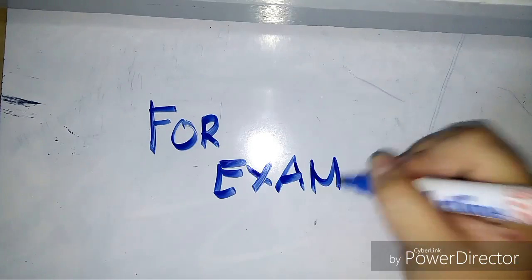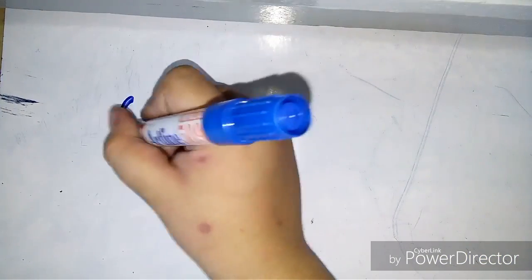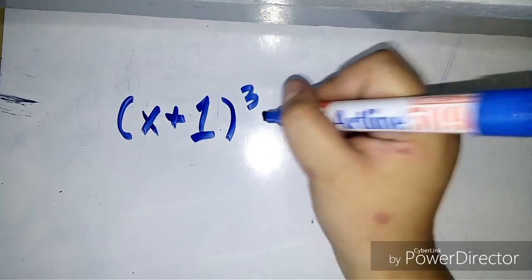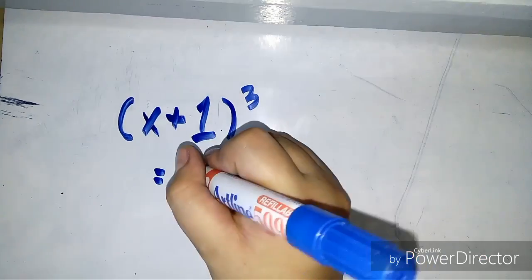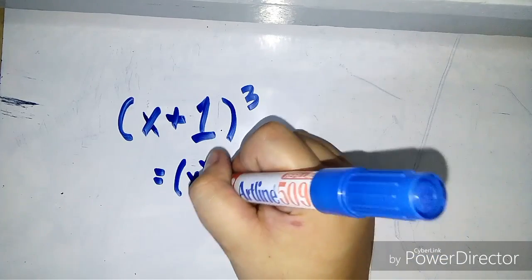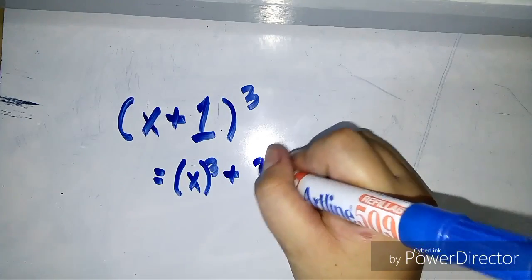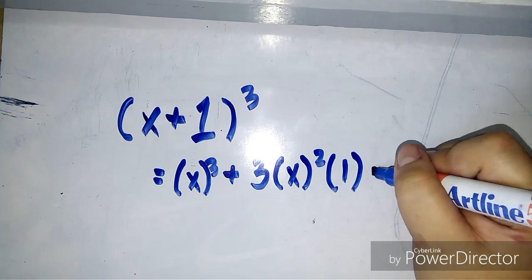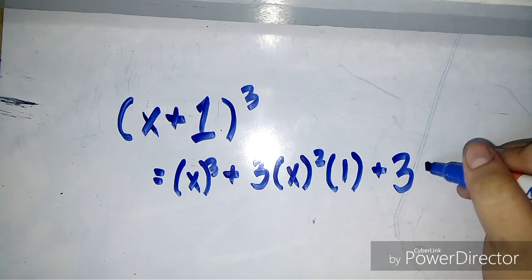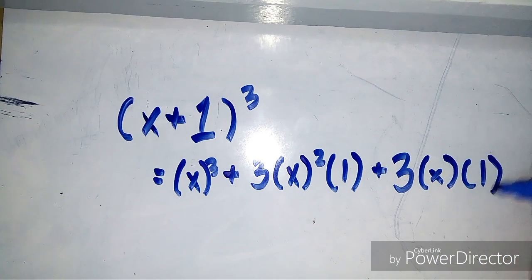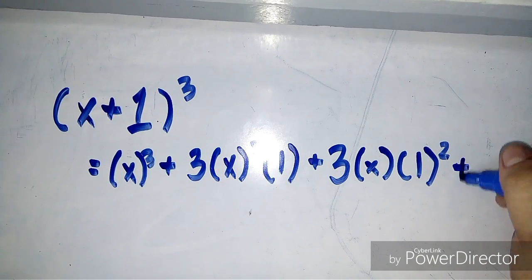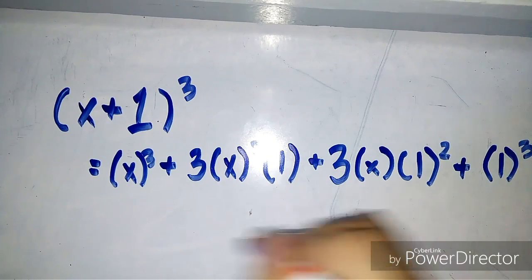So for example, the quantity of x plus 1 cubed. First you're going to cube the first term, and next is the product of x and 1, but the first term is going to be squared. Then you're going to multiply it thrice. You do the same thing on the other side, but the square is going to be on the second term this time. Then lastly, you're going to cube the last term.